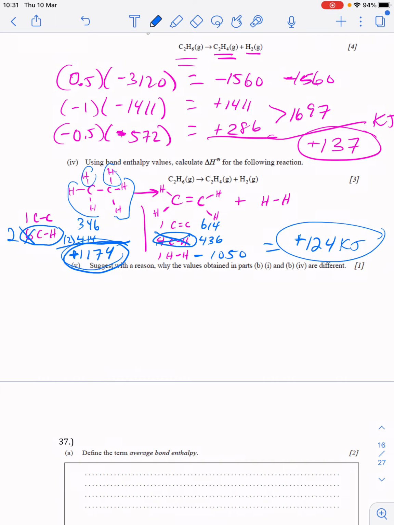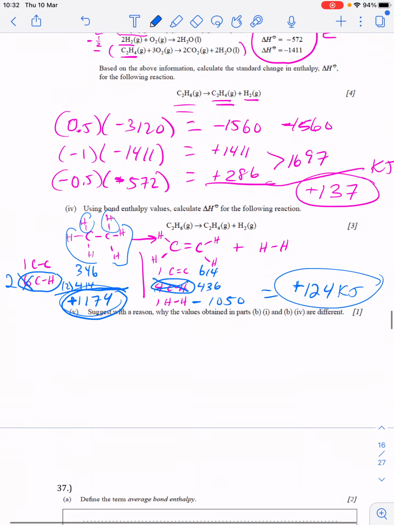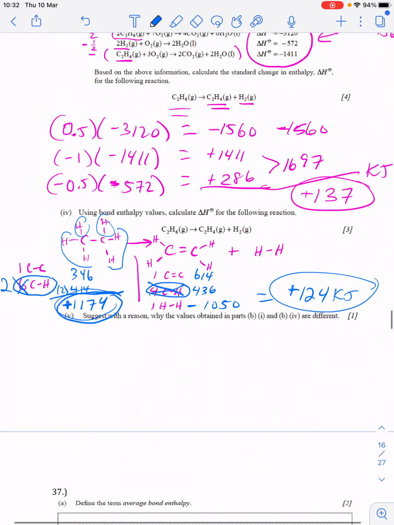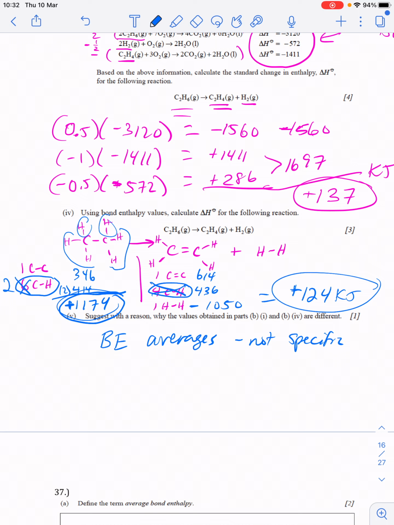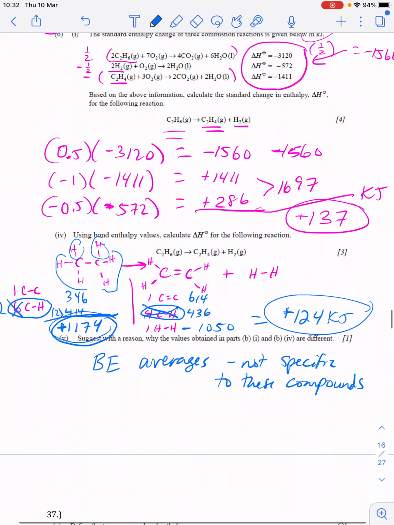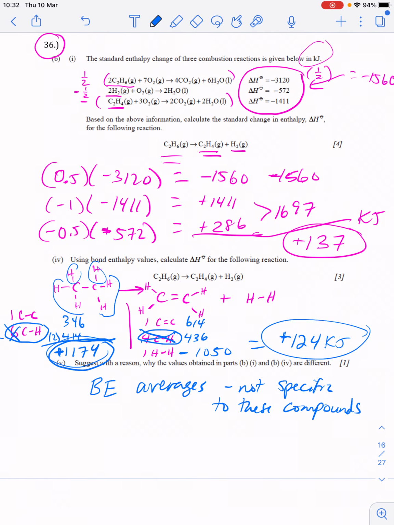And they said suggest a reason why the values obtained in part BI and BI4 are different. Well, they're probably different, most likely because bond enthalpies are averages. So bond enthalpies are not specific to these compounds and this reaction. It's only a 1 mark question. That's probably totally valid. Everything is in the gas phase, so it's always a good idea to look at the state of matter also, especially with bond enthalpies.